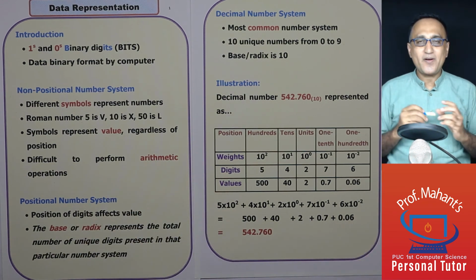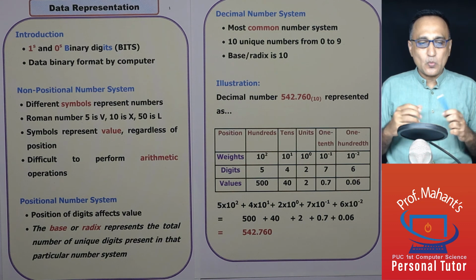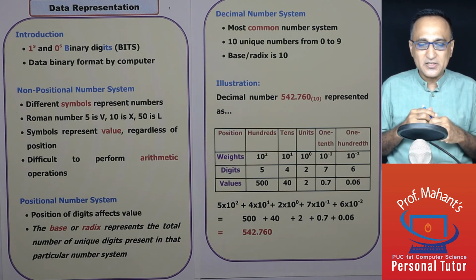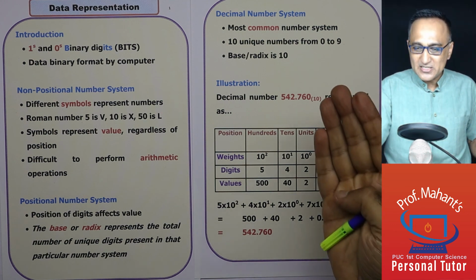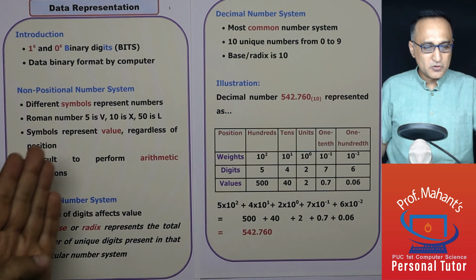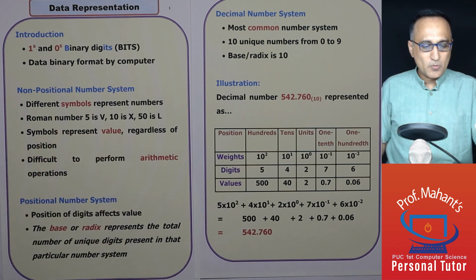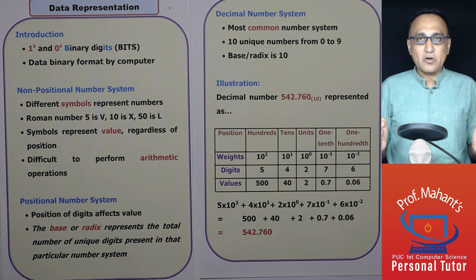I hope you now have a basic idea of what weights are, and what a positional number system and a non-positional number system are. An example of a positional number system is your decimal number system. Non-positional is your Roman number system. The base or the radix represents the number of unique digits in that particular number system.